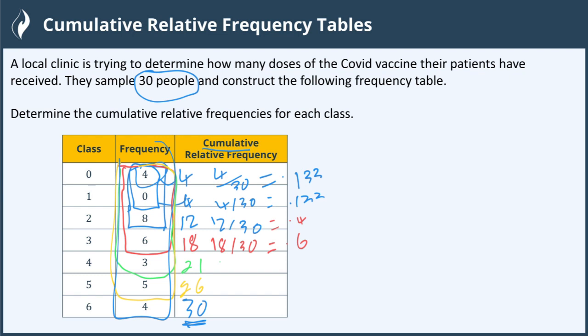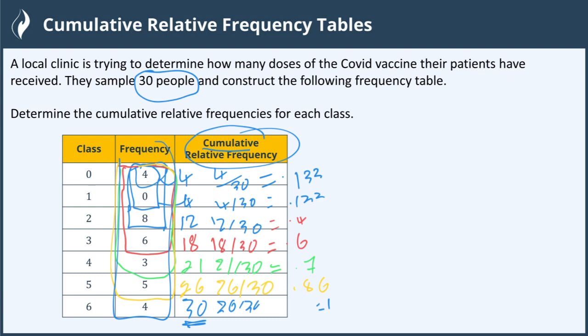Next, we do 21 divided by 30, which is equal to 0.7. Then we do 26 divided by 30, which is 0.86. And lastly, we do 30 divided by 30, which is equal to 1. And this is how we calculate cumulative relative frequency.